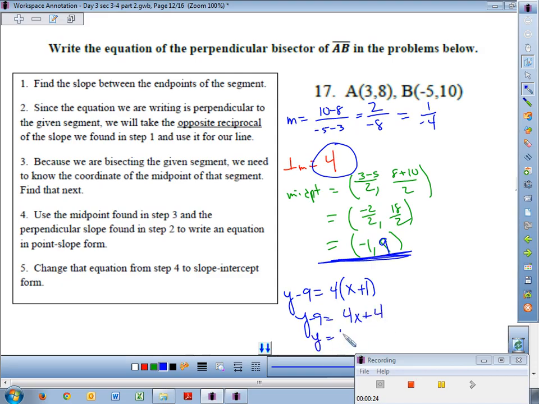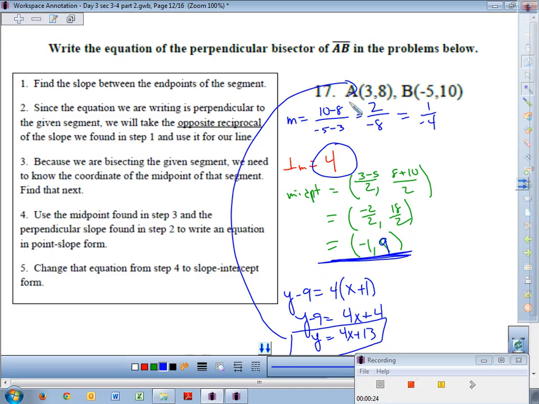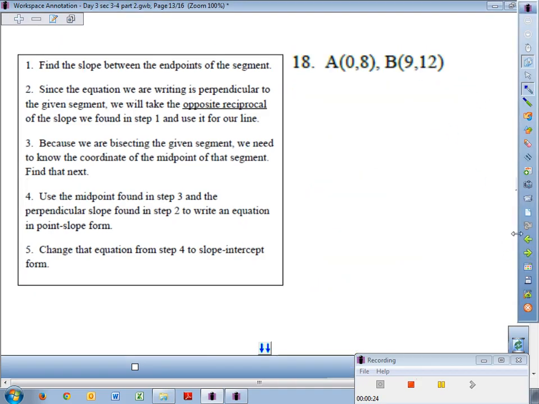And add 9 to both sides. And this is the equation of the line that would be the perpendicular bisector of segment AB right here. So this one's going to turn out messy. Here's what I'd like you to do. Get the first 3 steps done, right? Find the slope, find the perpendicular slope, and find the midpoint. Why don't you pause the video and get the first 3 steps done?